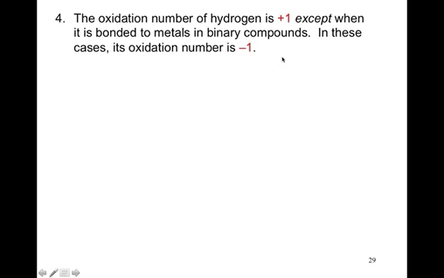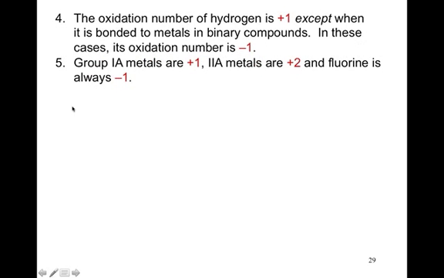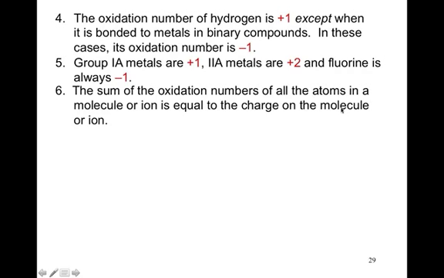So for hydrogen, it's normally going to be a +1. It's a pretty safe bet if you don't know to guess +1 for hydrogen, except if it's bonded to metals in binary compounds, then it can actually be a -1. Group 1A metals are all +1, and we'll see that on a chart here in just a second. Group 2A metals are +2, fluorine's always -1.